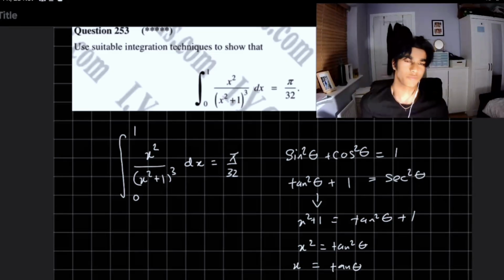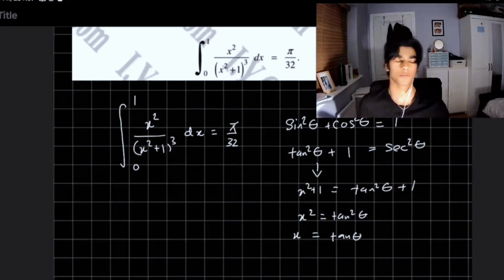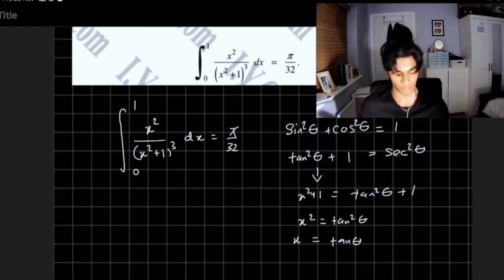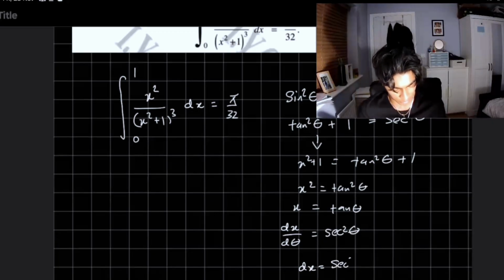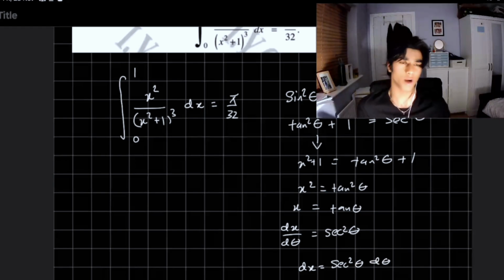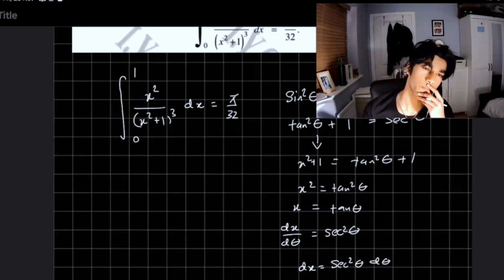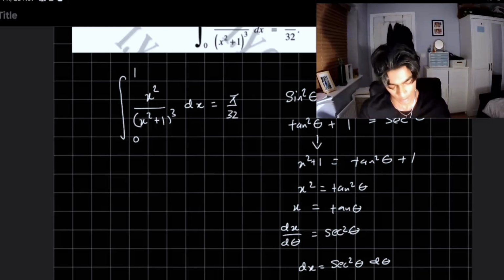Right, now you have an expression for x, so what you can do is differentiate. So dx over d theta equals sec squared theta, because tan differentiates to sec squared. And then dx is equal to sec squared theta d theta. Right, we're actually getting somewhere now. That's good.